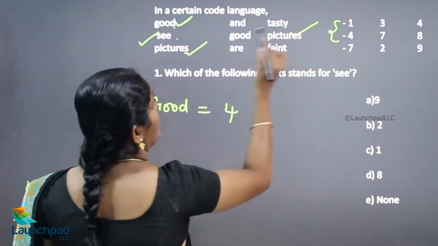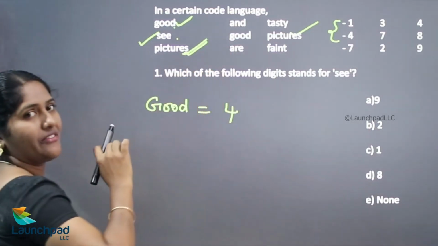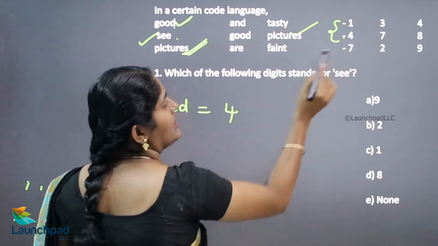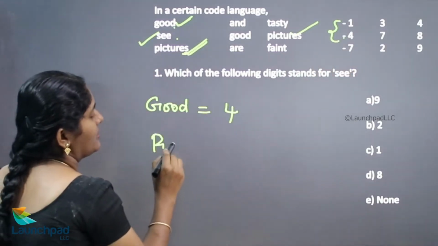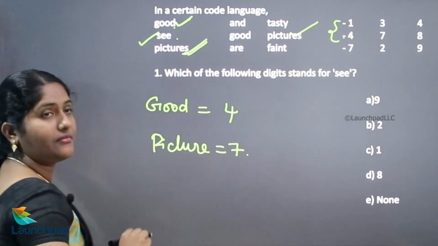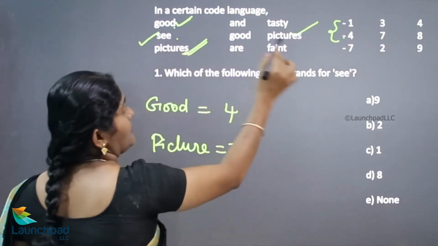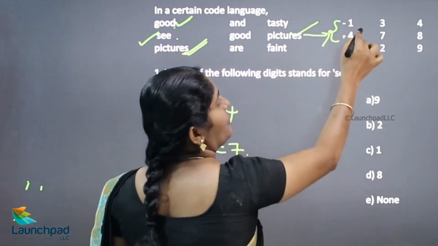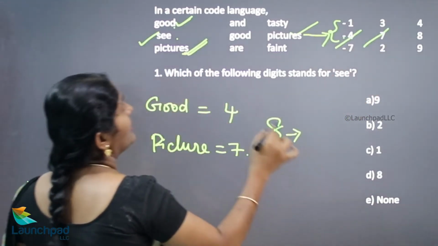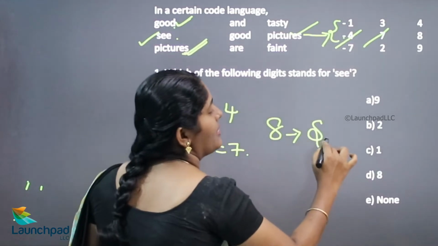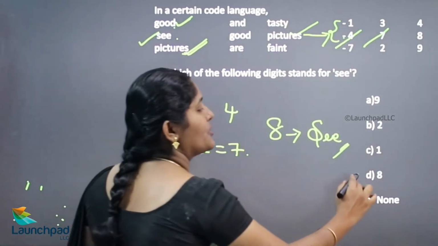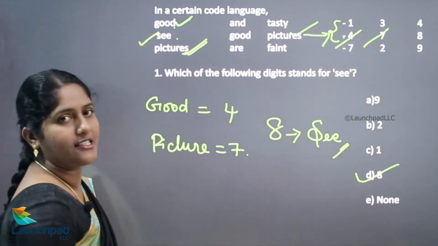After that, "pictures". "Pictures" is available in the second and third sentences. The common number for "pictures" from the second and third sentences is 7. Now in the second sentence, 4 cancels, 7 cancels, and the remaining 8 is your "C". The code for the word "C" is 8. Option D is the correct answer.